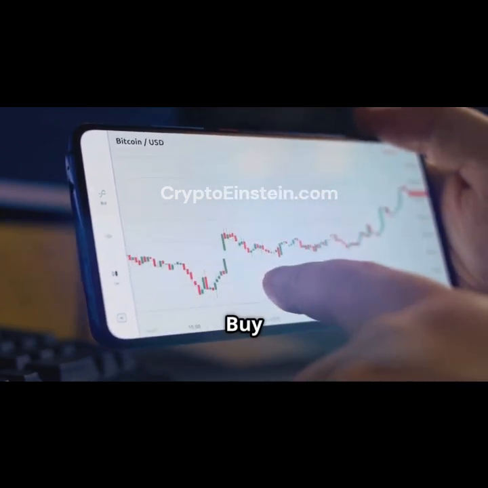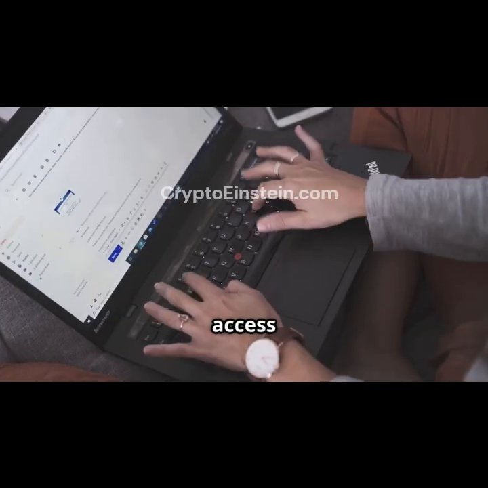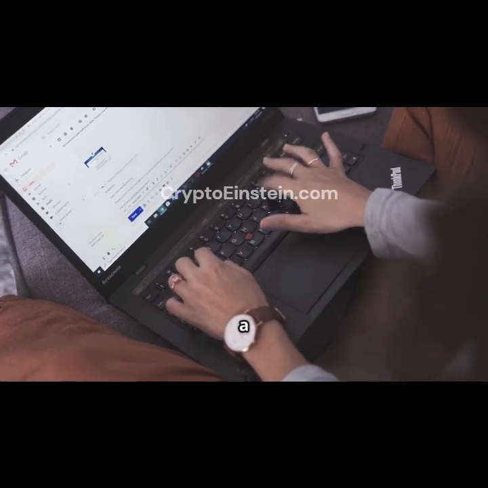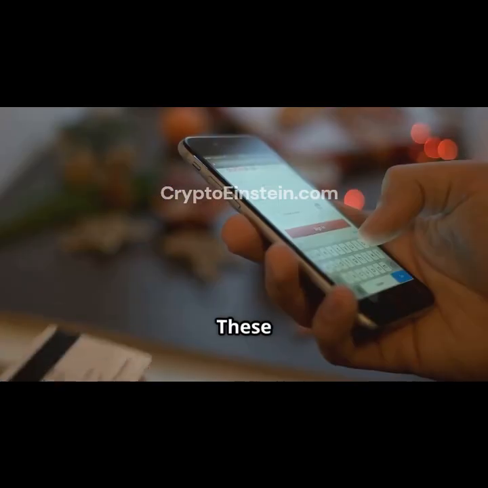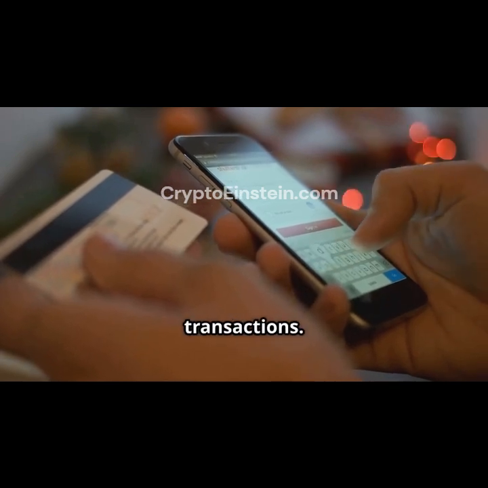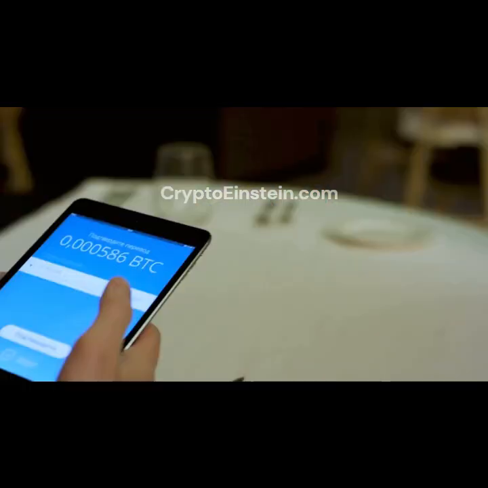Step 5. Buy and sell Pi on collaboration exchanges, also known as KYB. To access Pi collaboration exchanges, visit the official Pi Network website to find a list of approved exchanges. These exchanges require KYB, or Know Your Business, verification for transactions. Once verified, you can buy or sell Pi coins on these exchanges.